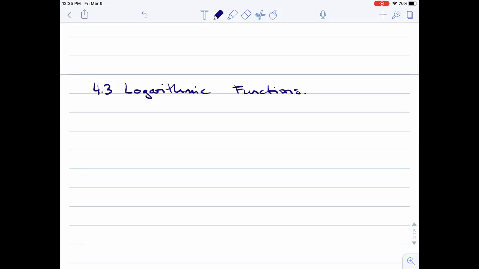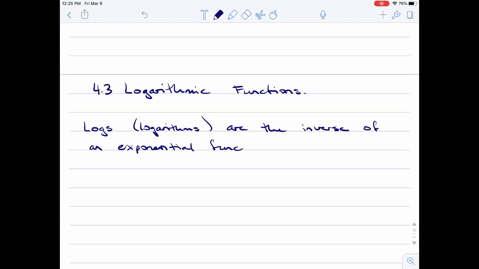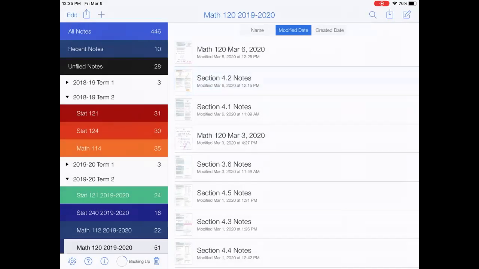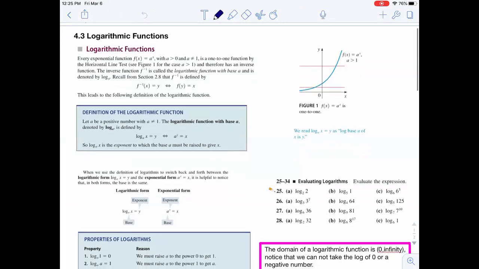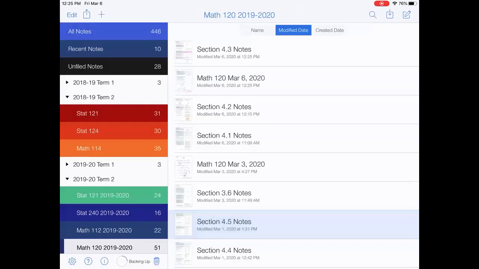So logs are just the inverse of an exponential function. The inverse is the one that undoes the original function. And logs, or logarithms if you prefer, you can just call them logs. Logs are the inverse of an exponential function. We can bring in the definition and we can talk about it.